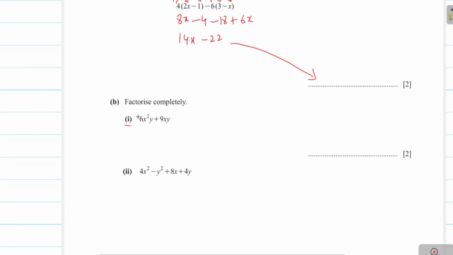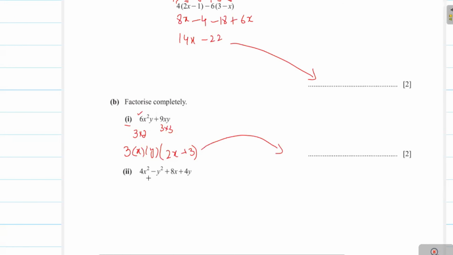Now part B, factorize completely, part first: 6x square y plus 9xy. Firstly we take the common factor; 3xy is common, therefore 6x square y becomes 2x plus 3, and therefore the answer is 3xy into 2x plus 3.